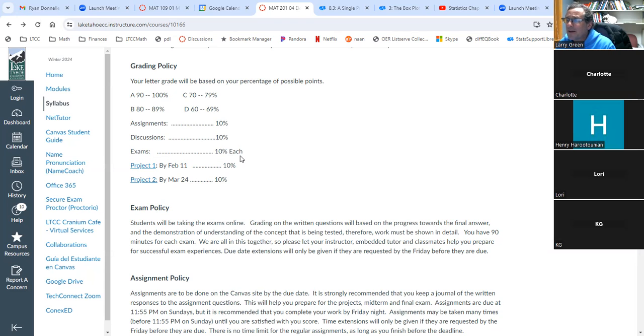Any questions about the exams? And they're all 10%. They're equally weighted. So the final exam isn't any heavier weighted than the first exam. Just let you know that.